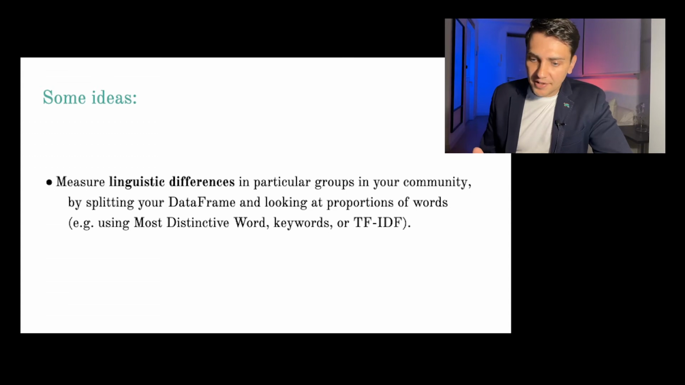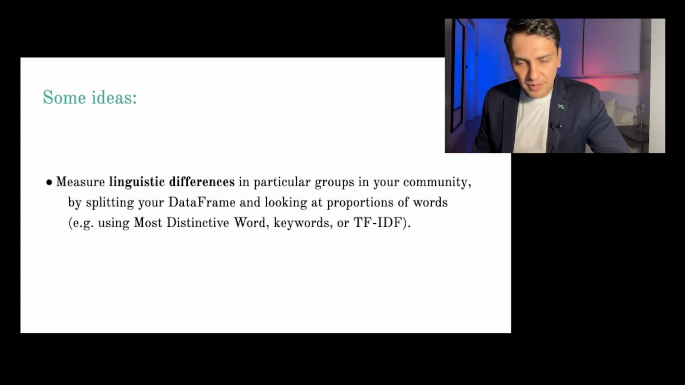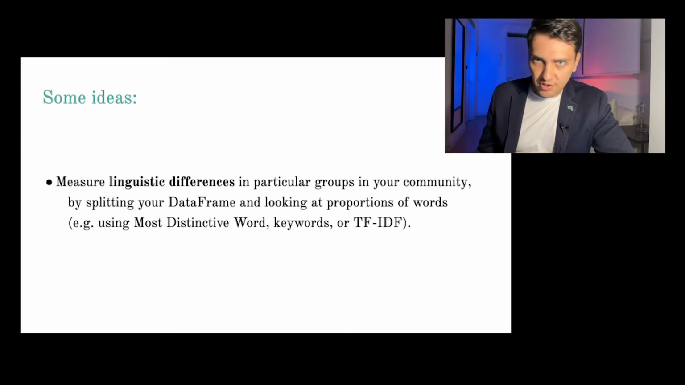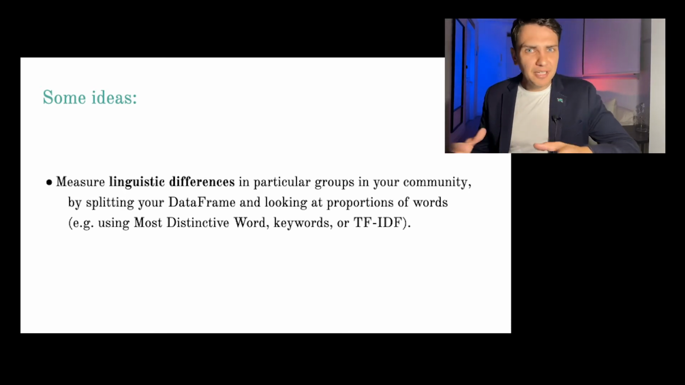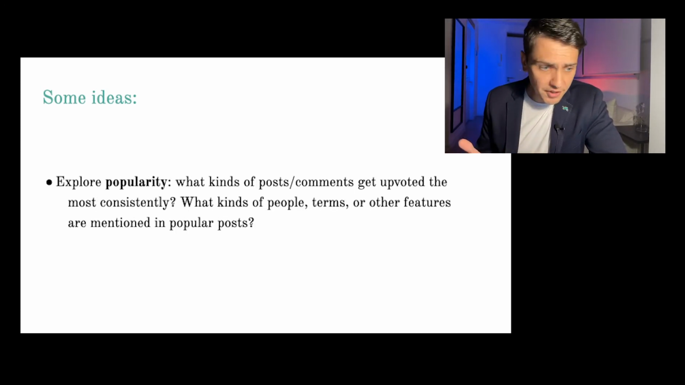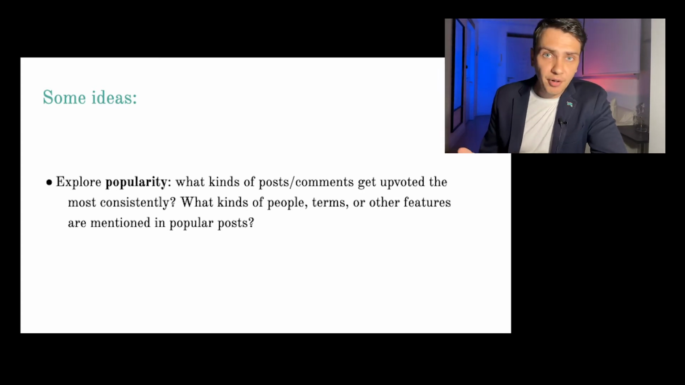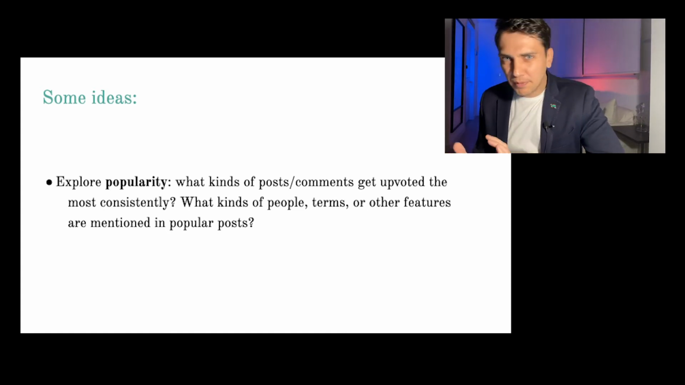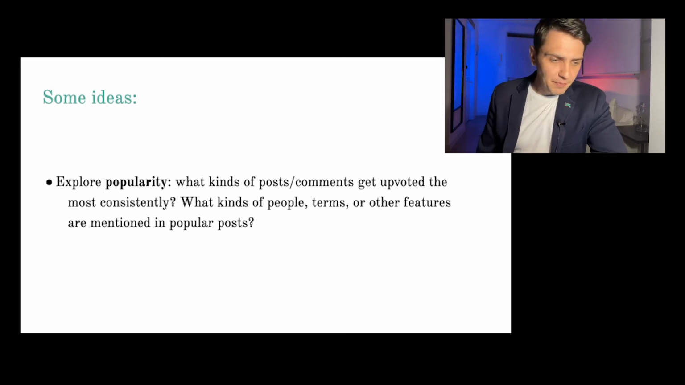Maybe there are flares in your data as well that distinguish particular groups. You can also make your own groups, for instance, by offsetting the top scoring posts against the lowest scoring posts or things like that. Whenever you can create groups, you can do something like this. Secondly, you can explore popularity. Who are the most popular users, or what kinds of posts are getting upvoted the most consistently? Again, are there certain particularities to the language of those posts when compared to the others? Are there particular terms or people or features mentioned in these kinds of posts? And why, then, is of course the question.